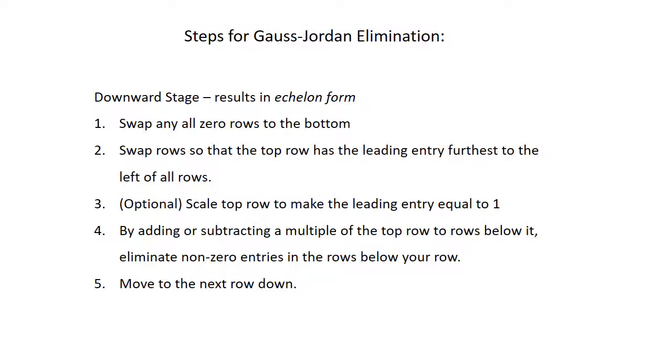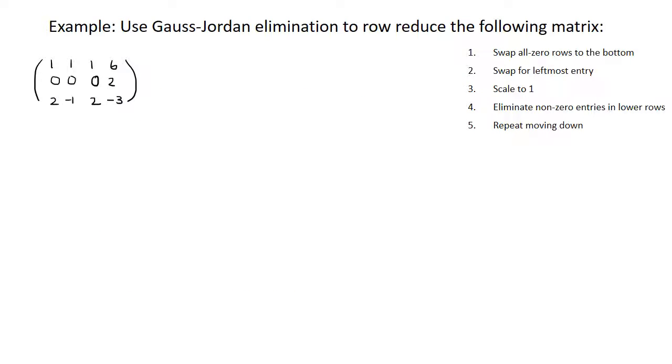And finally, we're going to move to the next row down and continue this process. Once we've completed a row, we will not touch it again. So let's look at an example. We're going to practice the downward stages on the following example. So we take a look at this.